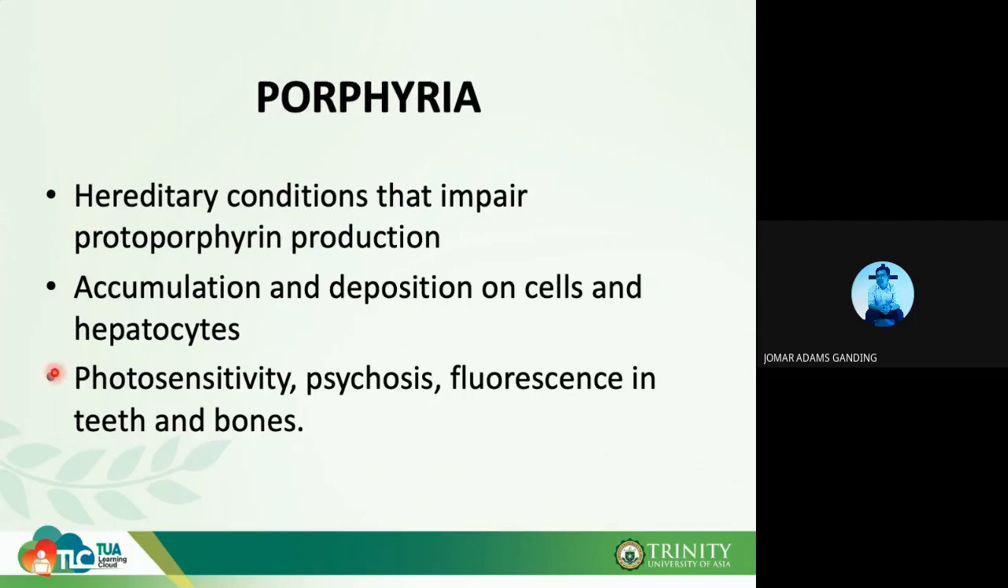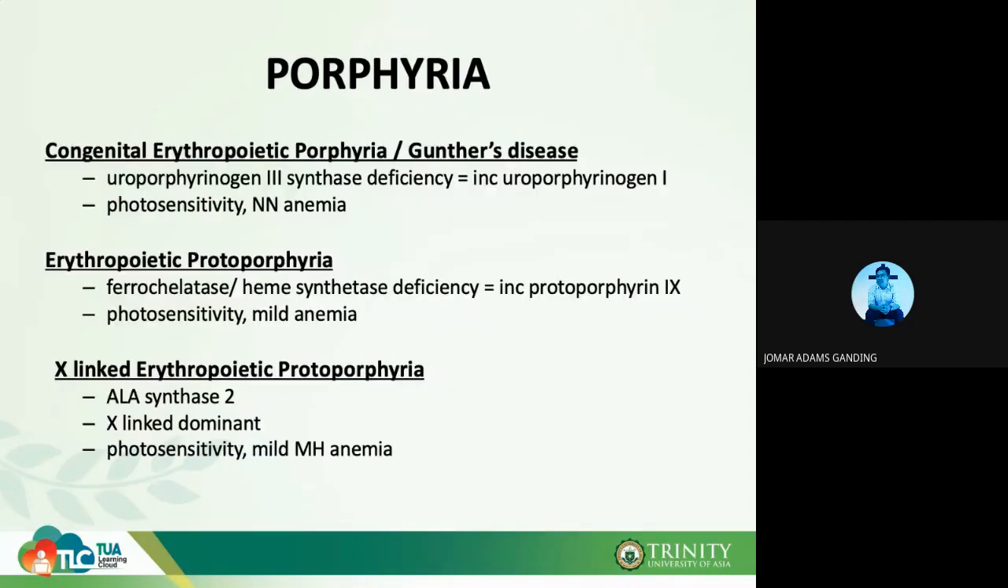At the same time, psychosis is also a very prominent clinical feature, especially during the past century, which was seen in the intermarrying European monarchy in Europe before. So psychosis is seen. In addition to that, because of the deposition of porphyrins in your skin, this can also lead to photosensitivity when exposed to sunlight.